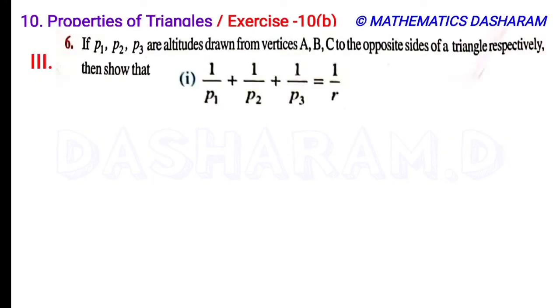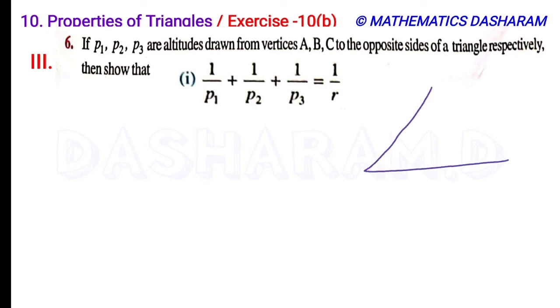Sixth question: if p1, p2, p3 are altitudes drawn from the vertices A, B, C to the opposite sides of a triangle respectively, then show that 1 by p1 plus 1 by p2 plus 1 by p3 equals 1 by r.